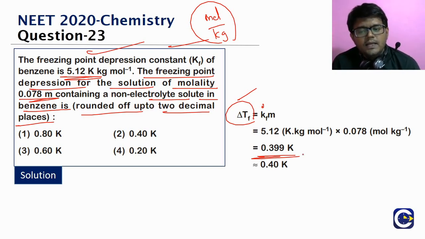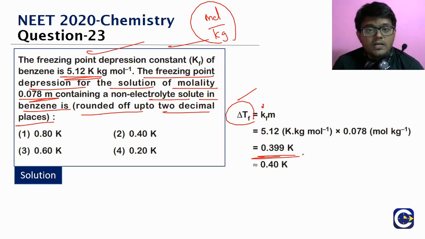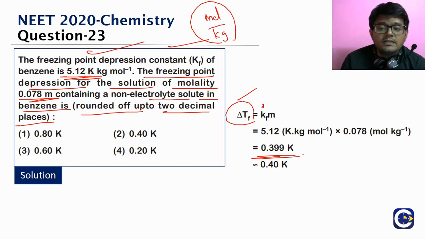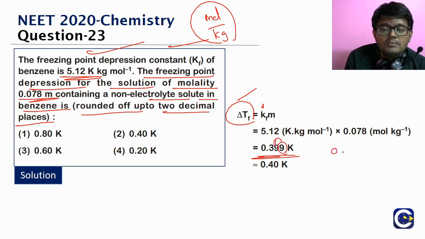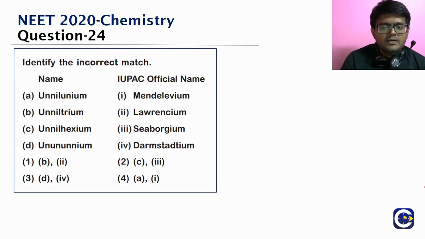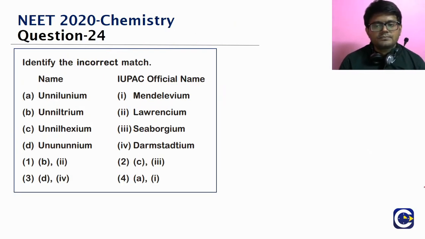So here we are even required to look at our understanding of how we round off the numbers. So how do we round off the numbers? The last digit is more than 5. Round off means more than 5, we have to add 1. When you add 1, what is it going to become? It will become 0.40.